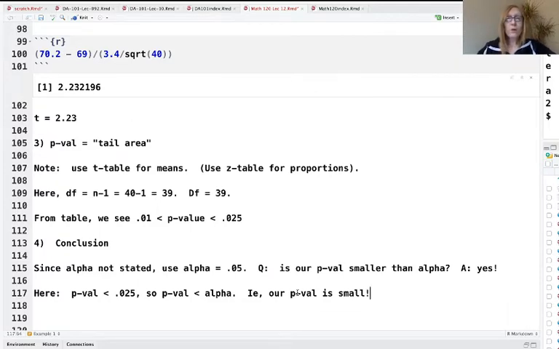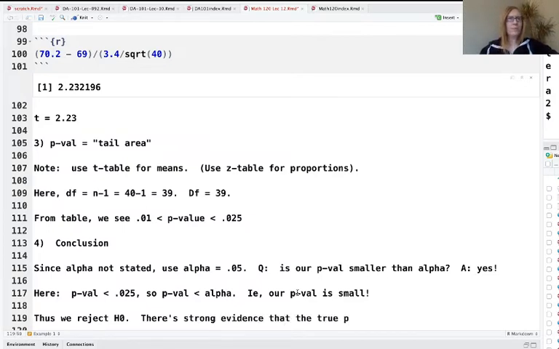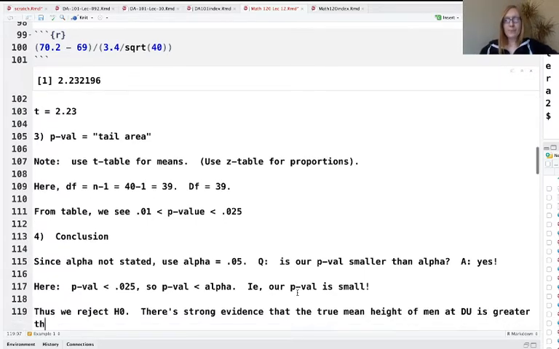So we're going to do what we always do when we have a small p-value. Thus, we reject the null hypothesis. And that means there's strong evidence that the true mean height of men at Denison is greater than 69 inches. The end. That's the hypothesis test.